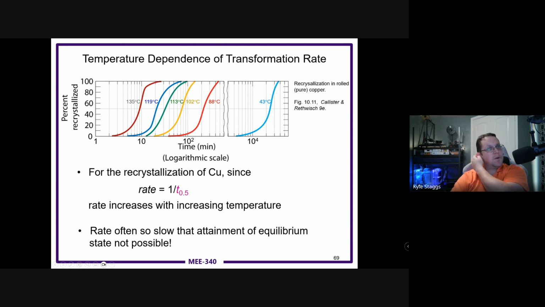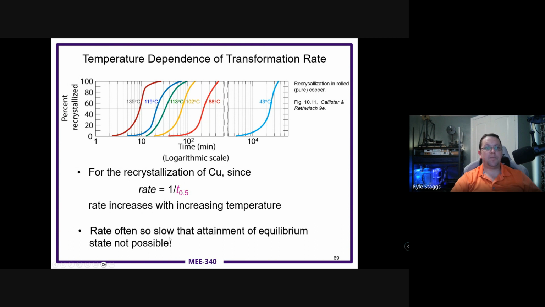So the recrystallization rate, if you happen to come across that in the homework, again, I haven't seen what problems are on it yet. The recrystallization rate is 1 over the half time, or the time at 50%, whatever that time is. So with increasing temperature, the rate at which it recrystallizes increases.